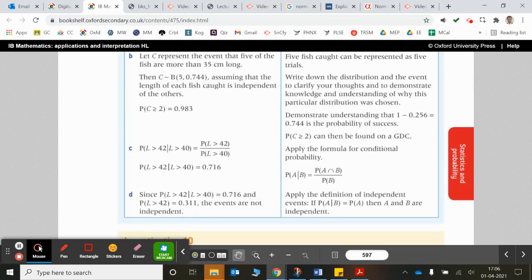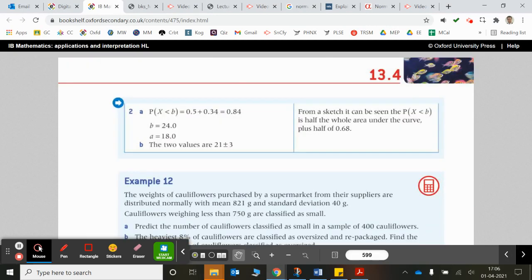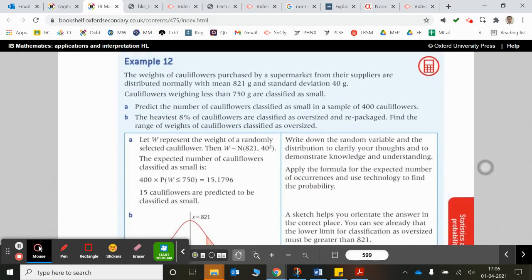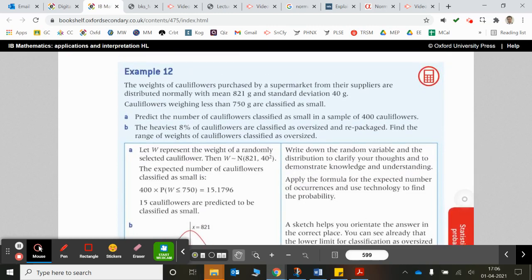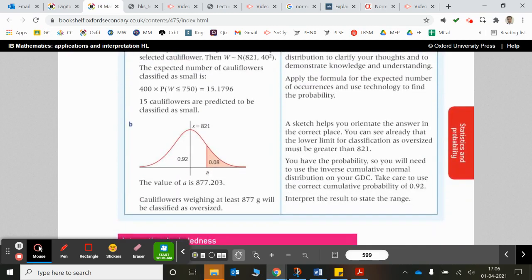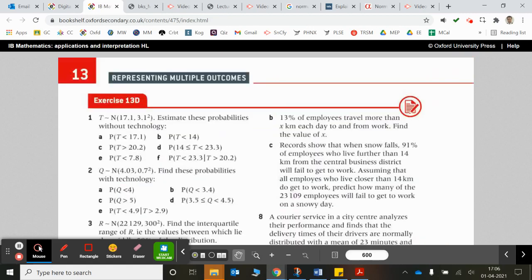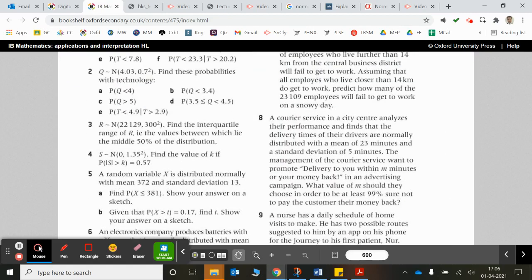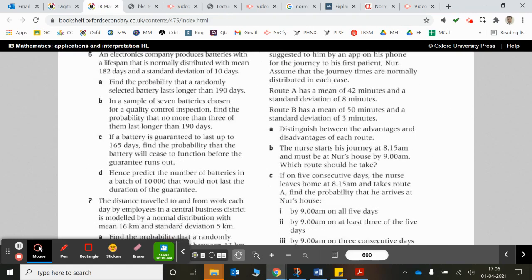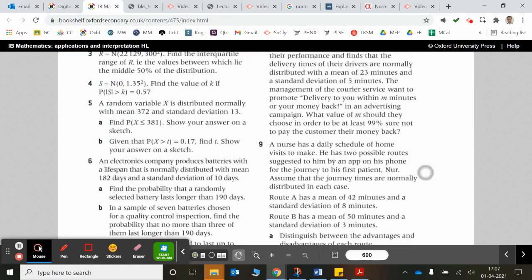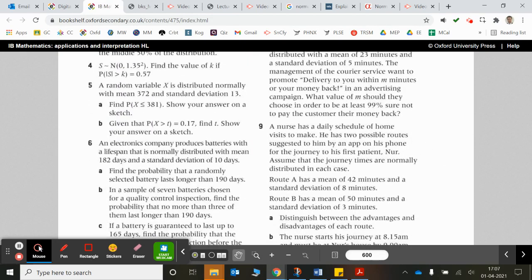Okay, well, there are a few more key examples in the book. I'm not going to go through them all. I think example 12 is good again. You can have a look at this one. It's about weights of cauliflowers. I think that's the last one that takes you up to exercise 13D. Obviously, make sure that you are getting maximum practice on this, and know that a lot of these questions will maybe take into account other distributions within the question.